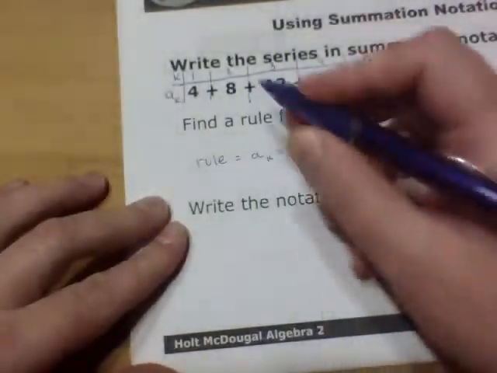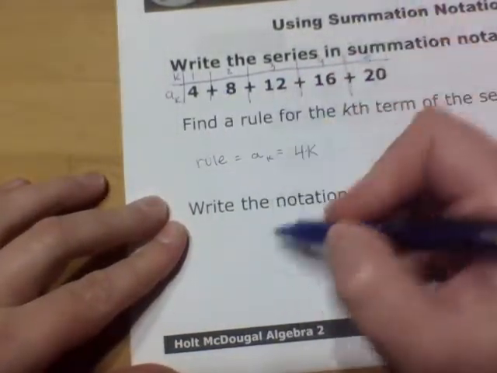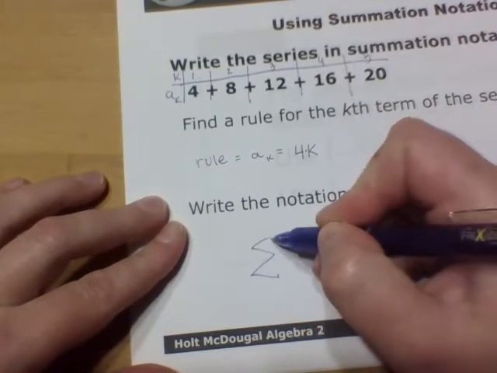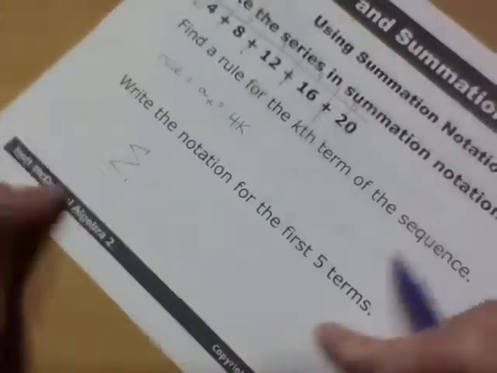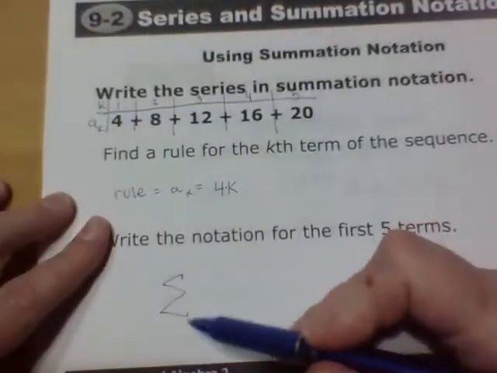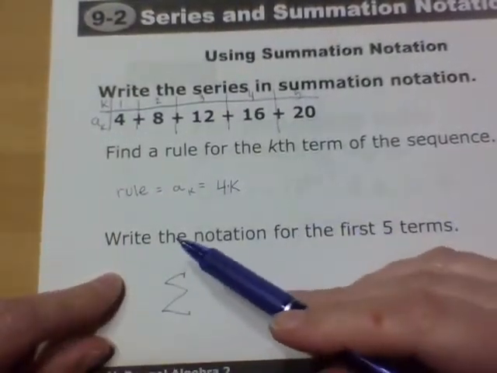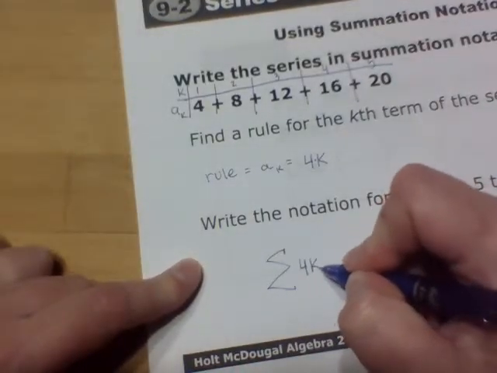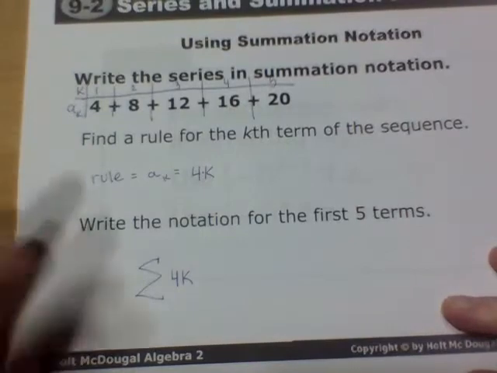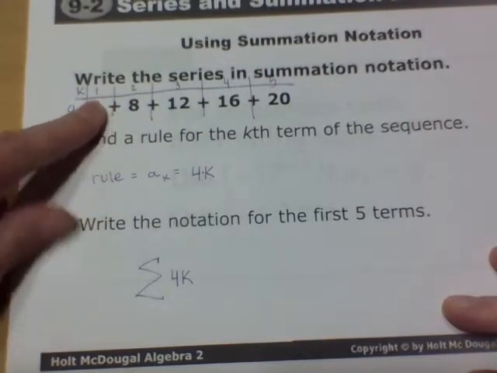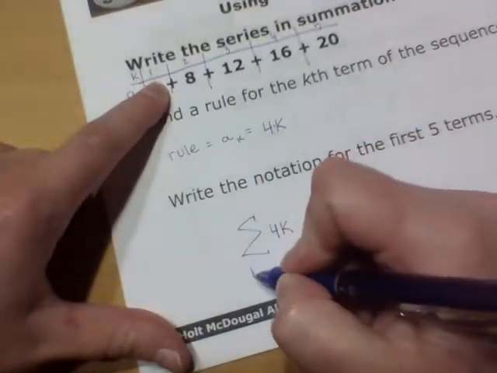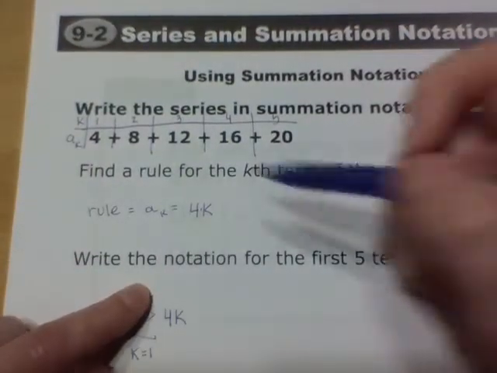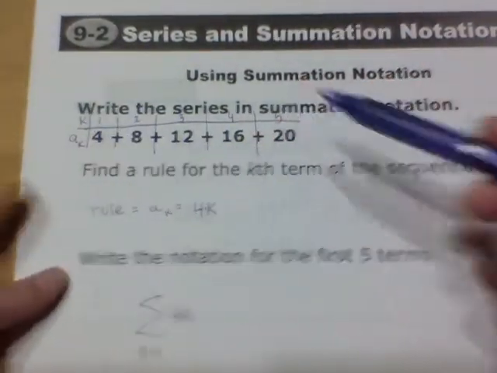So our notation says we're adding each of these. So that's where the sigma comes in. I usually just kind of make it like a sideways capital M, little marks here. So right here in this space is going to go our rule. So we're going to write 4k right there. And then notice that we did start at the number 1. So we're going to say that our start is at 1. And our end is at, well, how many terms do we have? 5.